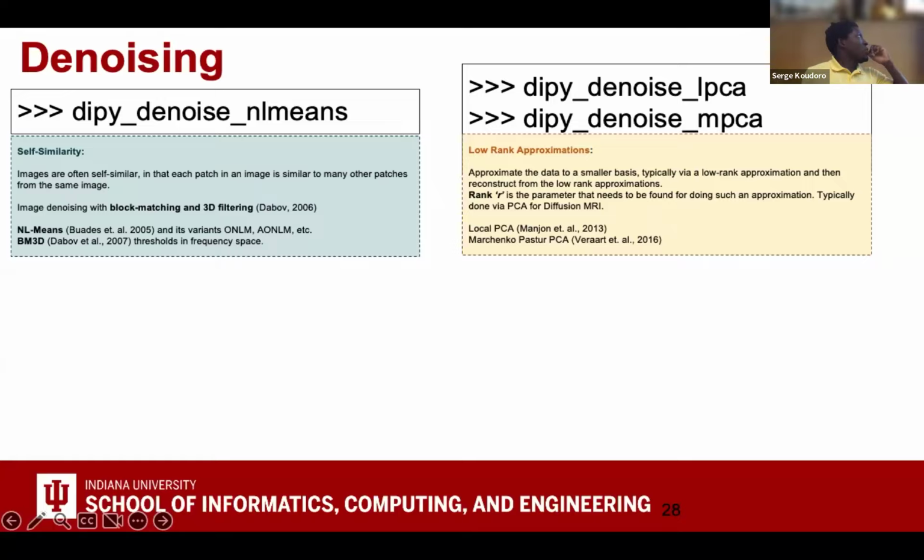So currently, MPPCA in this field, in diffusion MRI, is kind of the reference of the field. Everybody uses it because it works very, very well on different scanners, and it provides quite good results.